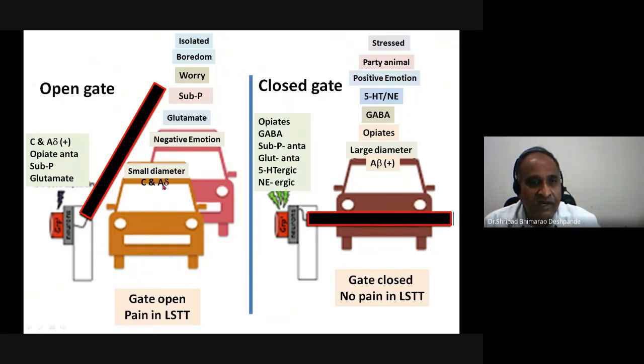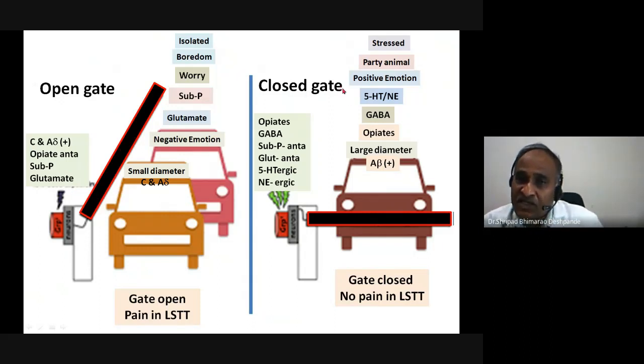I have already mentioned the small diameter A delta fibers. The opiate antagonists keep the gate open. Of course, we don't use the opiate antagonist. That means whatever blocks the pain, or the agonists of substance P and glutamate, keep the gate open.